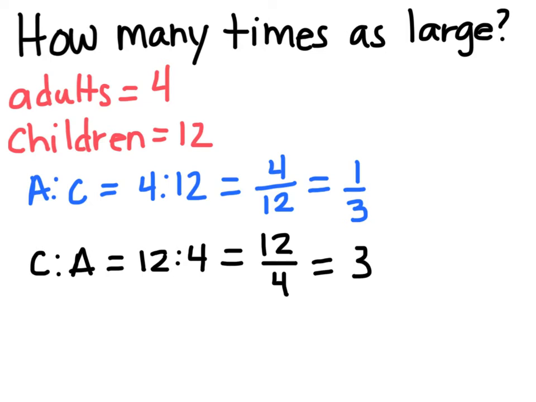Just as we can look at our original numbers for the how many times the number of children is the number of adults, our answer there was 1/3. We can automatically see that there's 1/3 the number of adults as there are of children. 4 is 1/3 of 12. Okay? This is a little tricky just because of the wording, but I know you can get it.